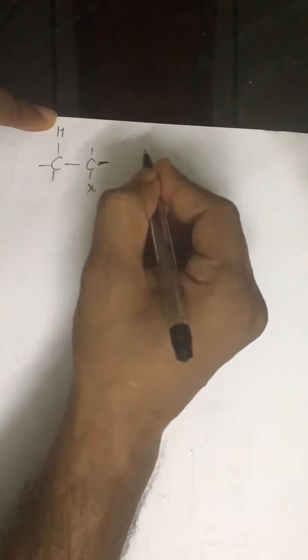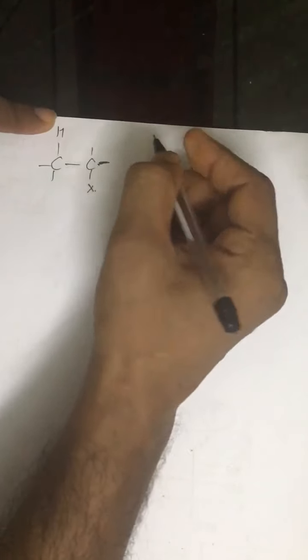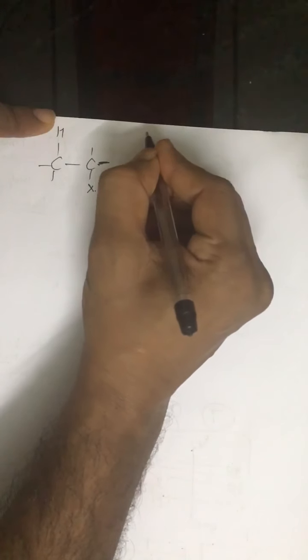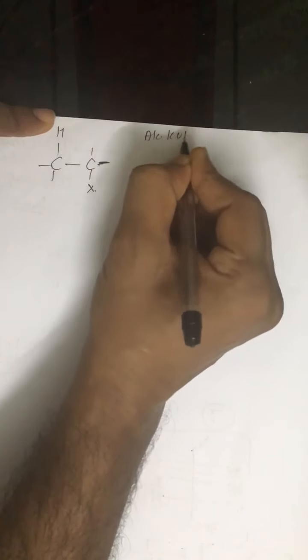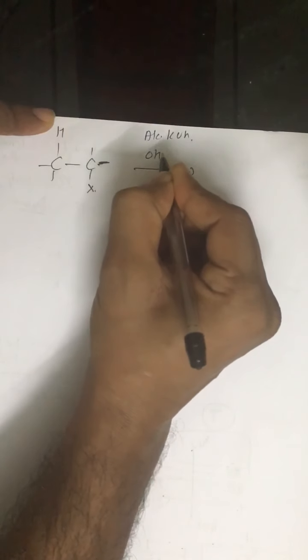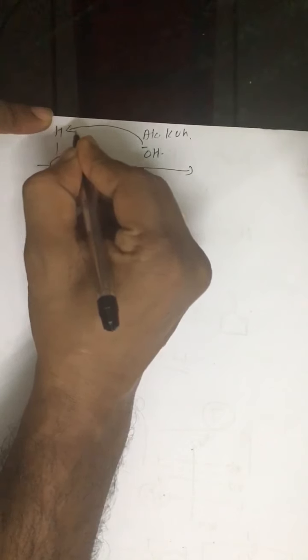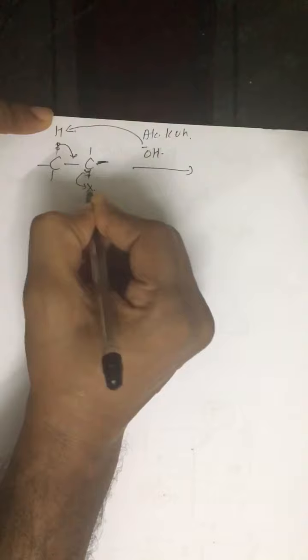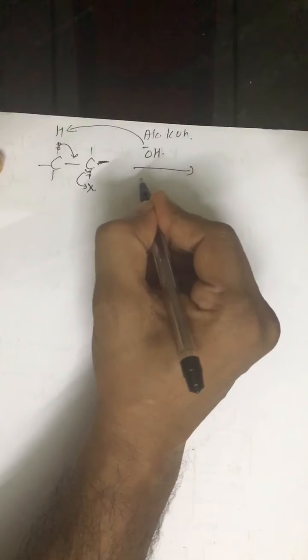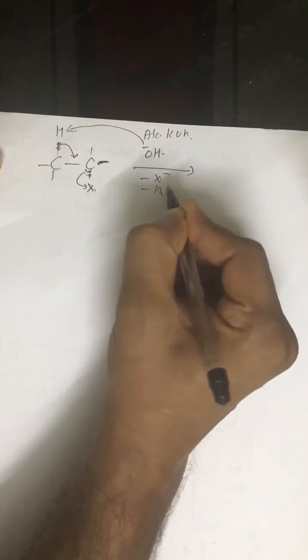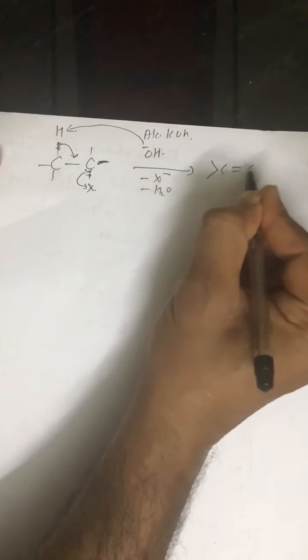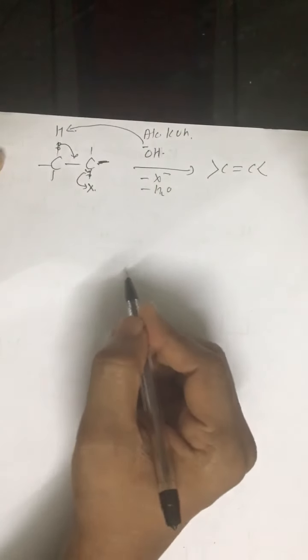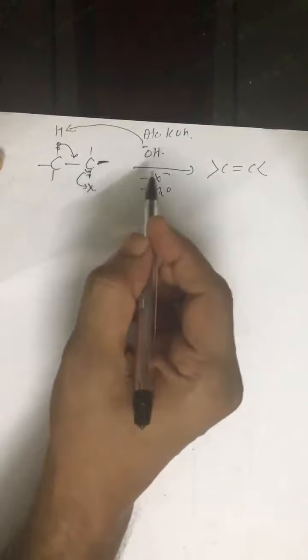Dehydrohalogenation, like look at this compound. It is catalyzed by alcoholic KOH. This is OH negative. This OH negative removes this hydrogen as H positive, and this X is removed as X negative. So this is the removal of X negative, removal of water, and we get this kind of alkene. This is called elimination reaction.